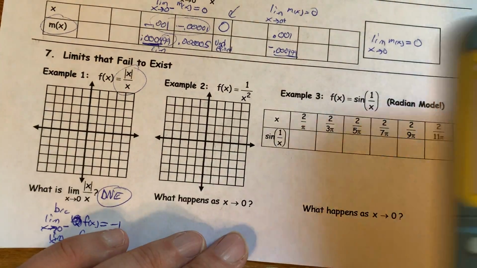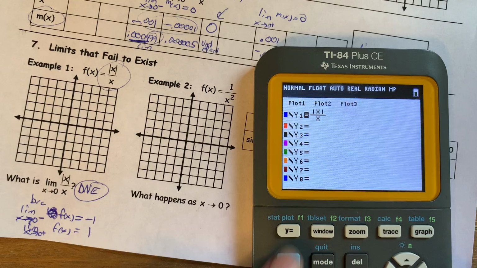Here's a different one. f of x equals 1 over x squared. So this one looked like this.